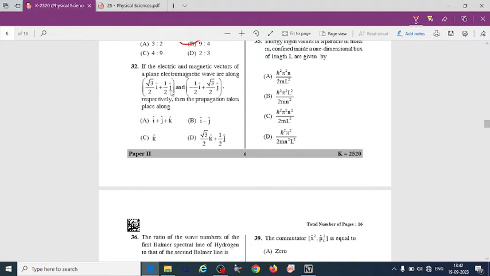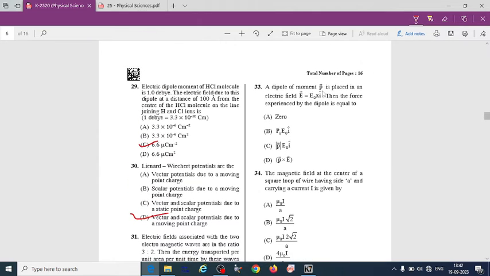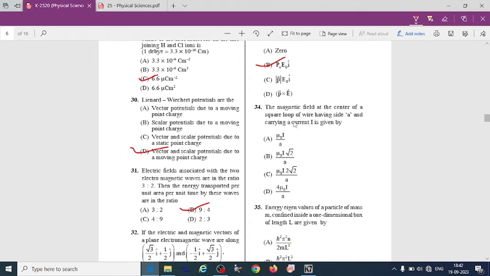If the electric and magnetic vectors of a plane electromagnetic wave are along root 3 by 2 i cap plus 1 by 2 j cap and in the opposite direction, then the propagation takes place along option C, k cap. A dipole moment P is placed in an electric field E naught times i cap, then the force experienced by the dipole is equal to option B, P x E naught i cap.